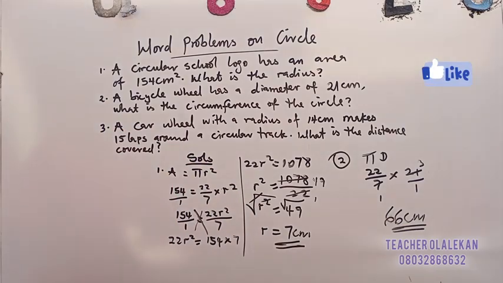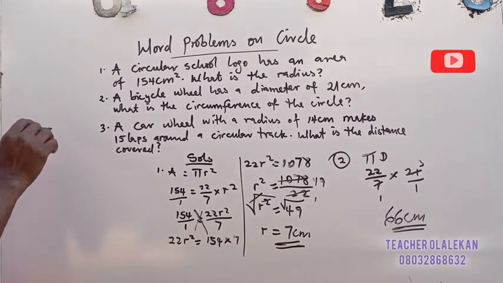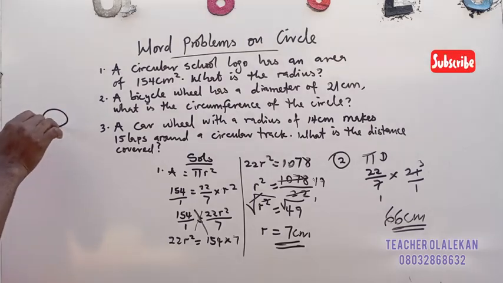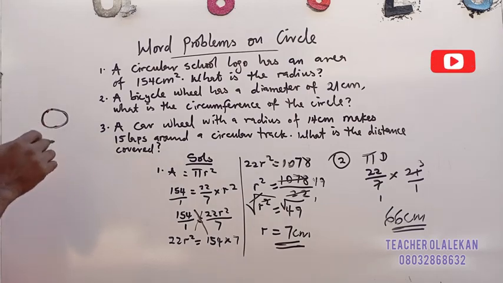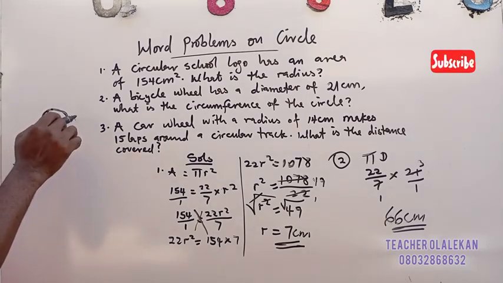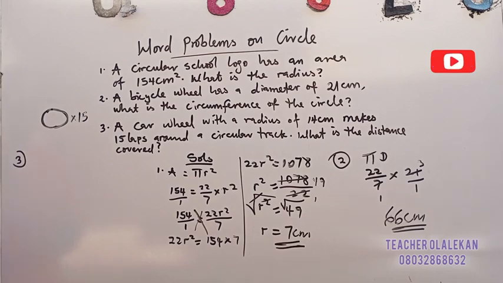So now the third question, which is number 3. 15 laps. First, let's find the circumference of that wheel. The circumference of the wheel is what we really need. If the wheel goes one lap, what is the distance it will cover for one lap? Then the distance it will cover for one lap times 15 will give us the distance it's going to cover for 15 laps. So that's the logic.